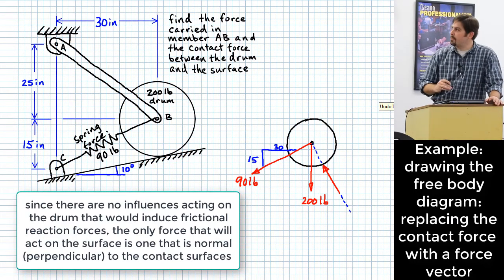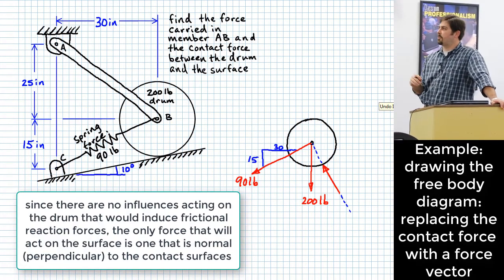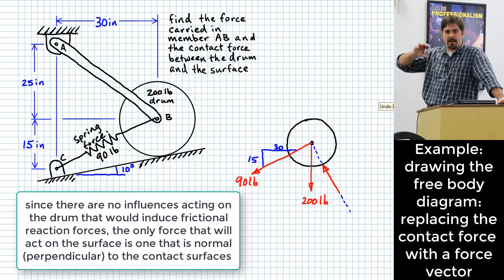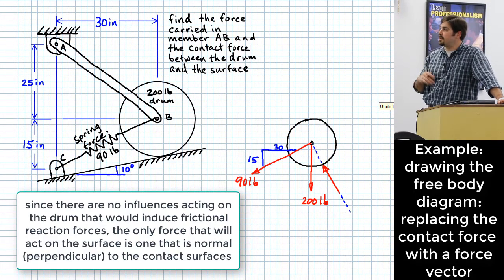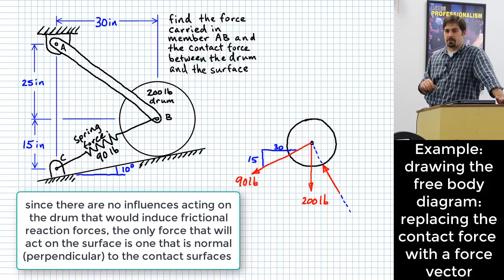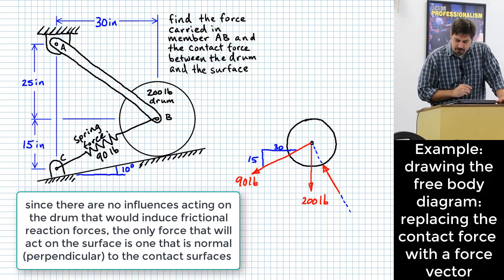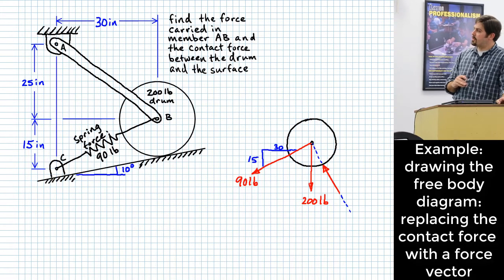We could sort of prove that to ourselves if we thought about this drum, where the rest of our forces are acting at B and there are no torques on B. That would mean there can't be any sort of lateral force on the surface. So this force has to exist along a line that passes through the center of the drum. Okay? Well, so what angle should I show for this force?